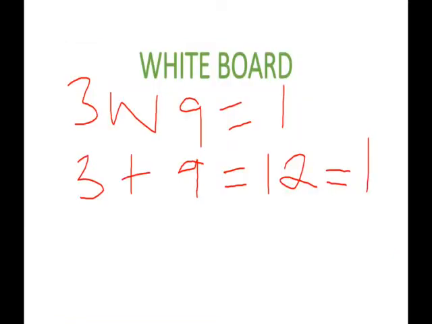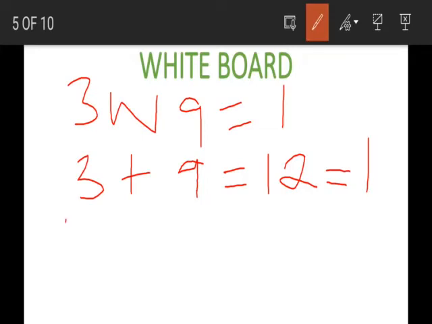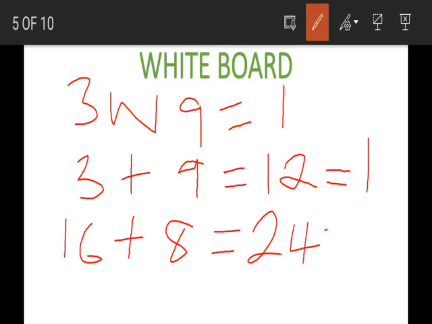So 16W8 equals will then mean 16 plus 8. Let's go to our board now. That is 16 plus 8 equals 24. And 24 will now mean what? I know you can get a 2. Are you getting it? So that is just the code.